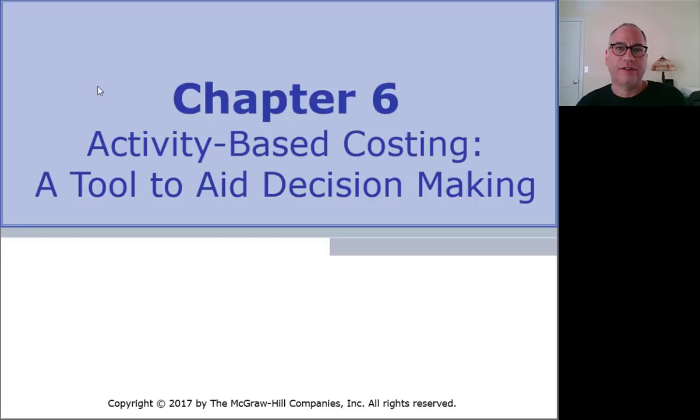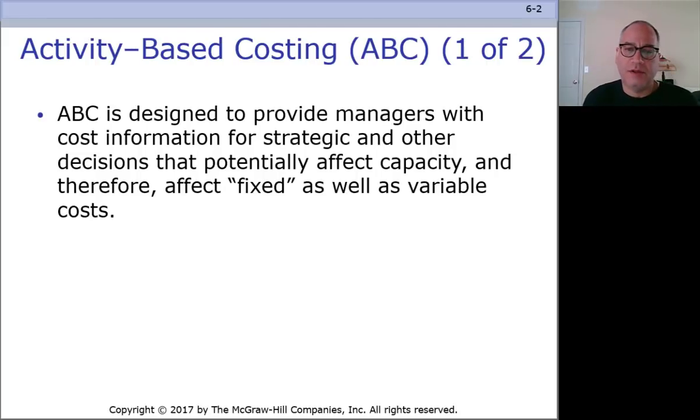This is chapter 6, activity-based costing. What activity-based costing does is it provides you with more strategic cost information than the costing methods that we've talked about before. We've talked about variable costing and we've talked about absorption costing.